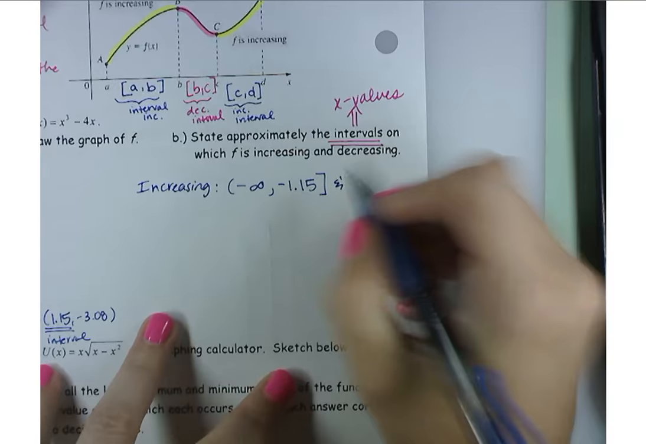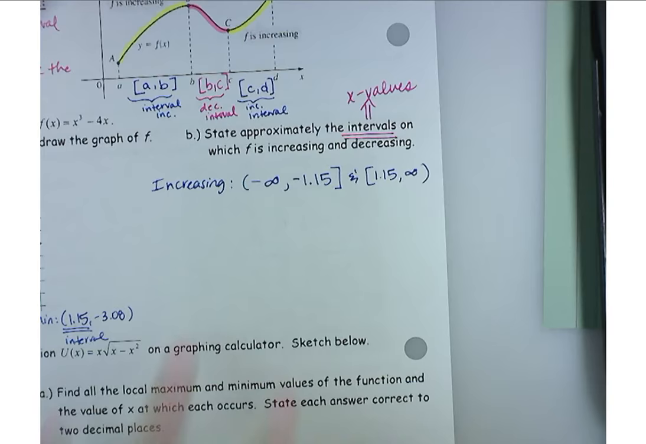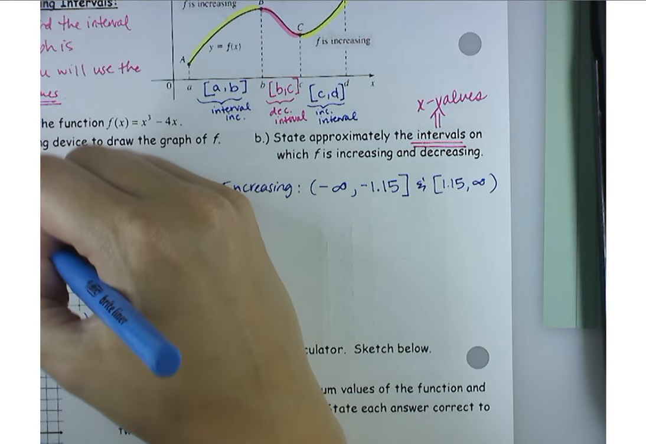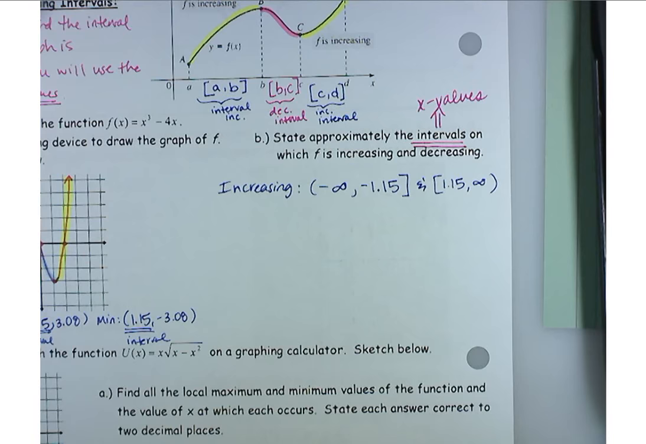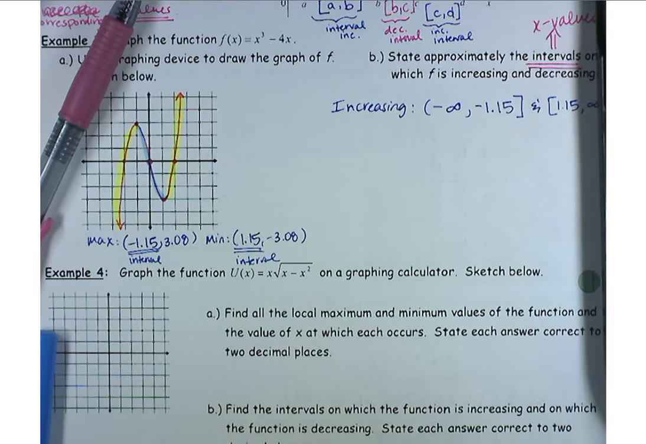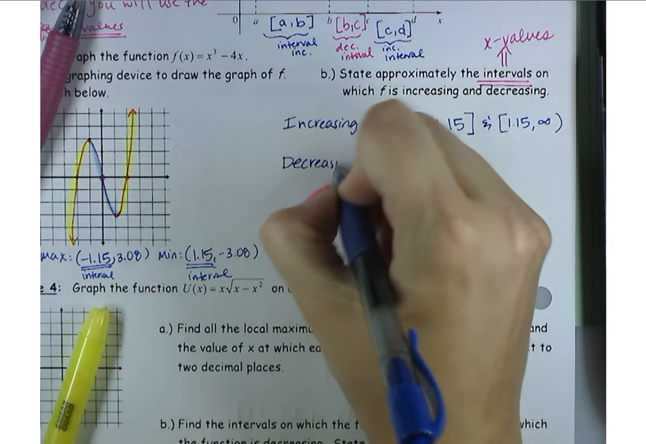And my other interval would start at +1.15 and go all the way up to infinity. And how many places do I have a decreasing interval? Just one, right? So from my maximum to my minimum, which I just highlighted in a different color. Does anybody think they can tell me what the decreasing interval is?